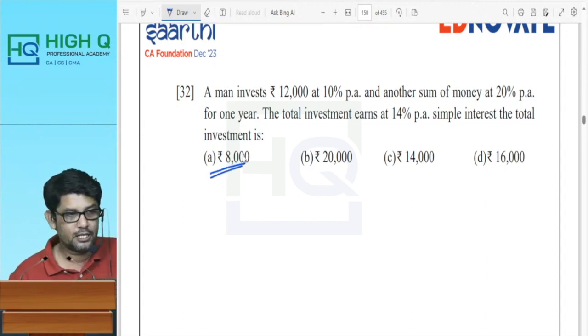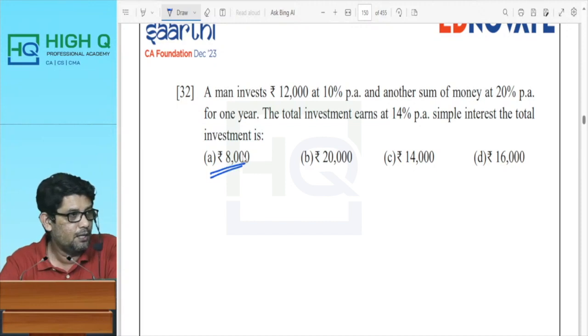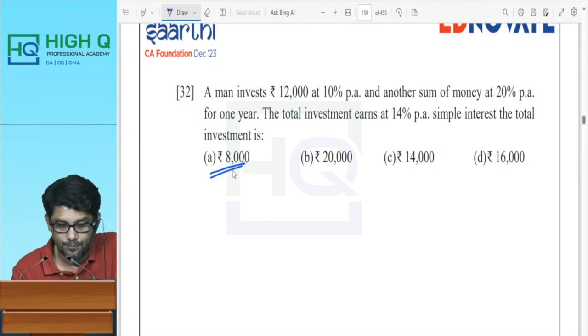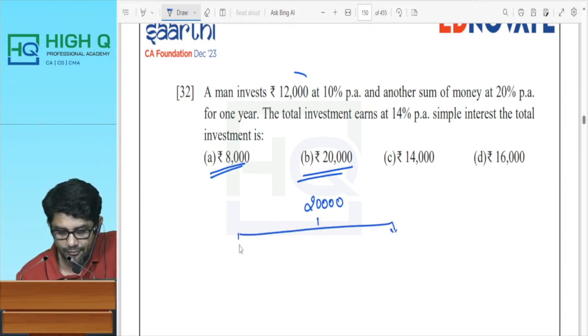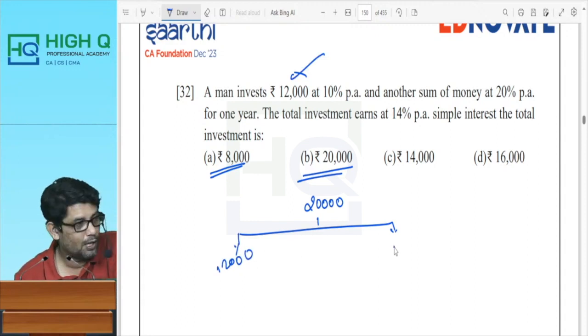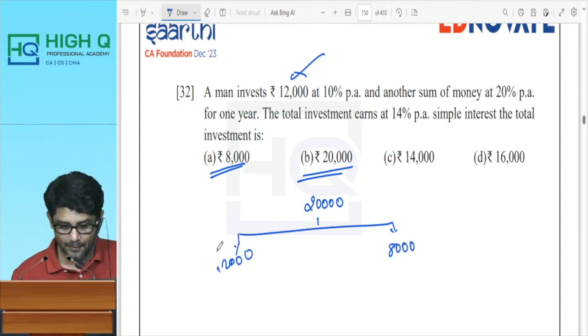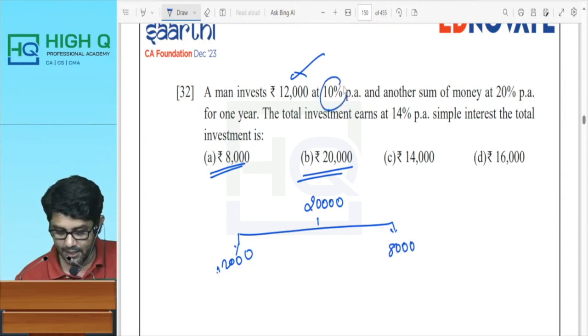Option A not possible. Why option A not possible? Because if the total amount is 8,000, one part cannot be 12,000. So let me go for option B. Let me take 20,000. First, how much, my dear? And second one must be what? 8,000. Please listen to this very carefully. 12,000, 10% rate of interest for how many years? 1 year. How much are you going to get, my dear?